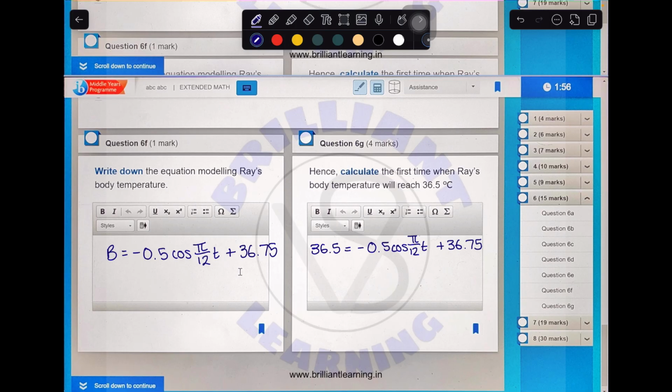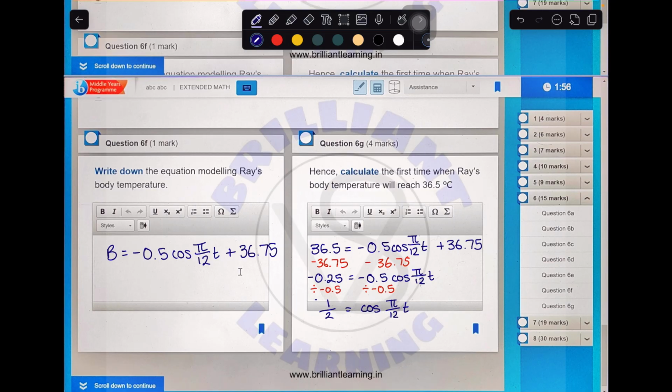So I'm going to subtract the 36.75 from both sides first. So minus 36.75. Why did I write 37.75? 36.75. Okay. So now I have minus 0.25 is equal to minus 0.5 times cosine pi over 12t. So we're going to divide both sides by negative 0.5. So what we are left with now is half is equal to cos pi over 12t.